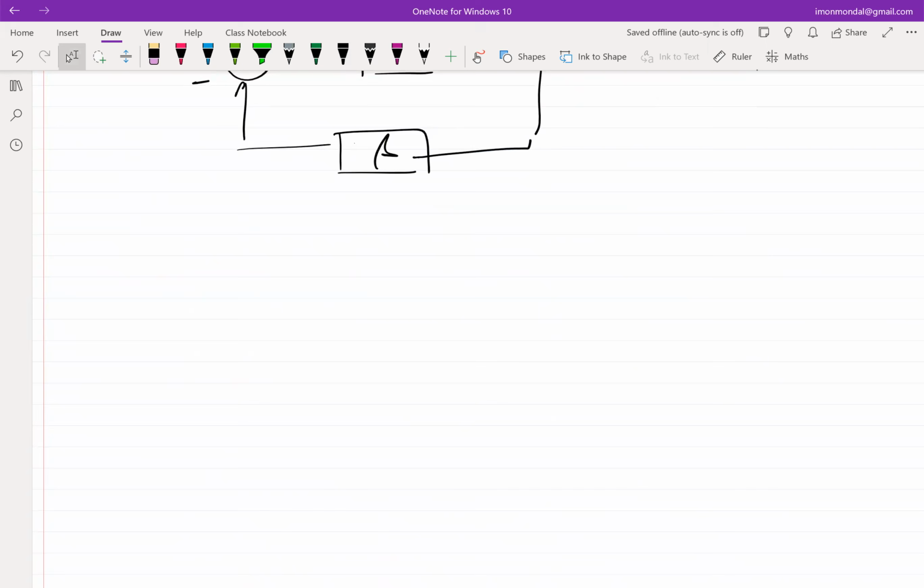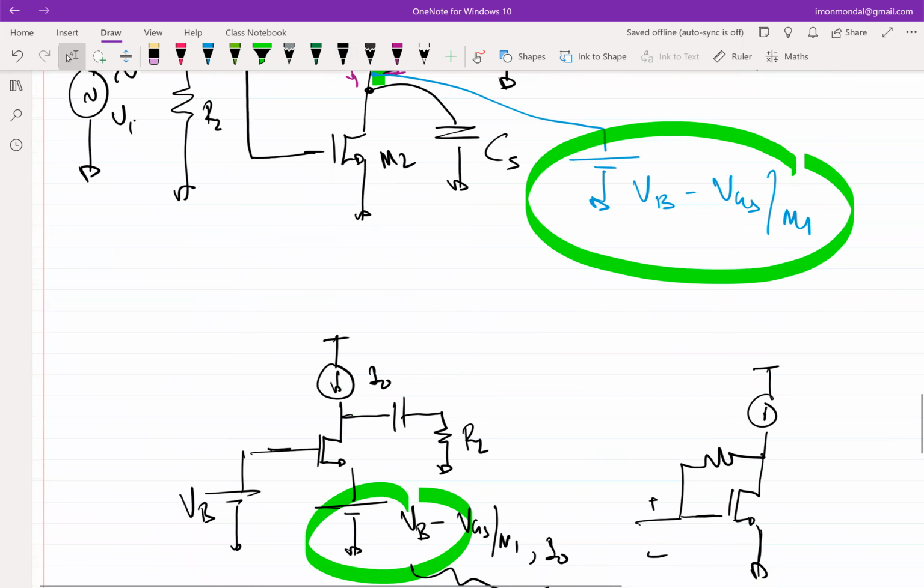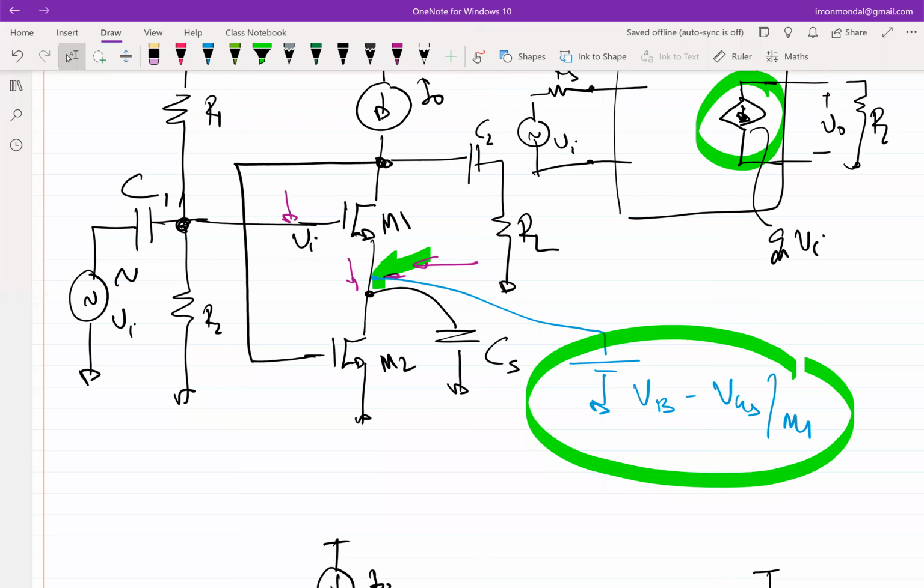Is there a specific name of this class of topology? Which topology? This one. Well, not in this context, but in the context of current mirrors, there are some names. We'll get to that.